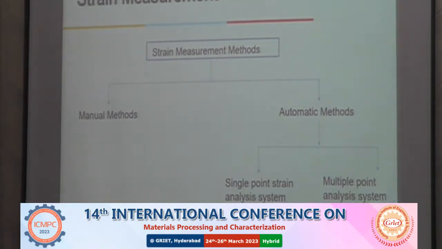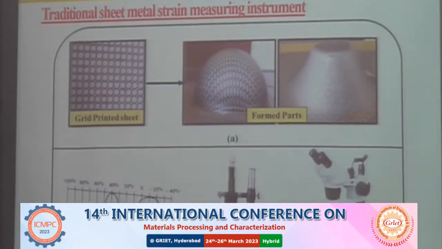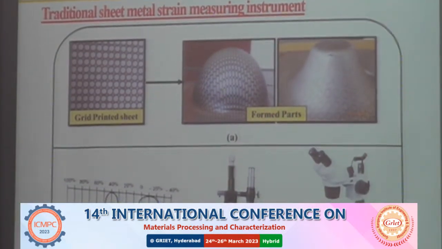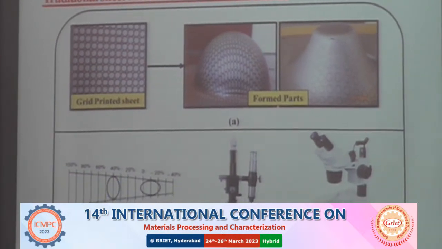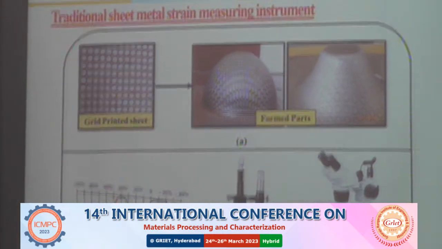Okay, the system that we developed, the system that I am going to discuss in today's talk, is mainly focusing on single point strain analysis. That means we are going to capture the image of each ellipse and we are going to measure its major axis length, minor axis length, and we are going to evaluate the strains. Now, how do we measure this major axis length and minor axis length? As I told in the previous slide, there are manual methods and automatic methods.